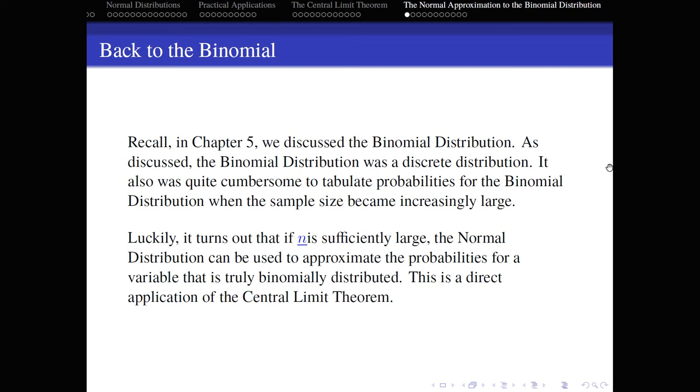However, if our sample size is large enough, so again, think around that 30 number, the normal distribution can be used to approximate probabilities for a binomial. We're not going to talk about the details here, but this is directly an application from the central limit theorem.